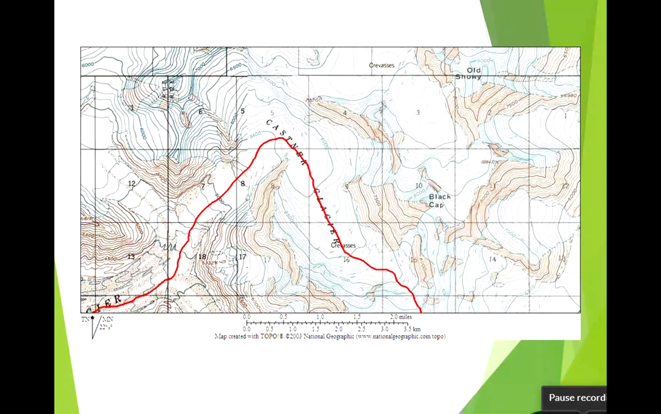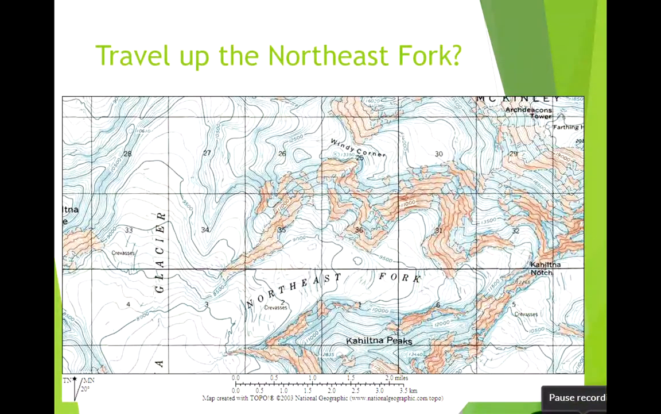This is a picture of one of the popular climbing areas on Denali. The left side of the photo is part of the West Buttress route, and you can see the northeast fork of the Kahiltna Glacier there. And even the topo map has a dramatic amount of crevasses shown on here. And so this would be an area that overall, unless there was some big need, would be a very high hazard area to travel for crevasse hazards.